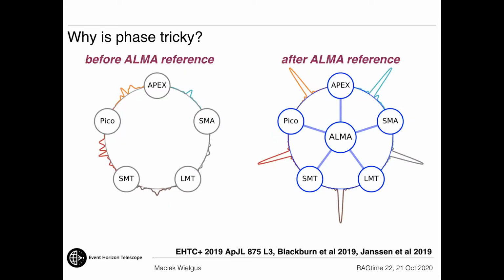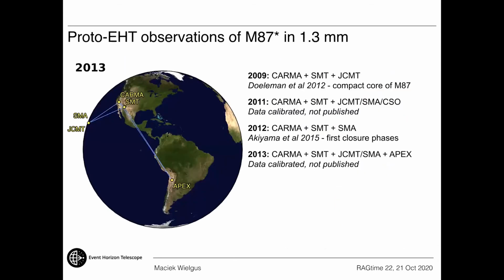Okay, this is a pretty plot that I will skip for the sake of time, and I will move to the 2013 observation, when a telescope in Chile joined the array for the first time, which, as you see, gave us this very long baseline between the US and Chile. So these data were also calibrated, but they also were never published.